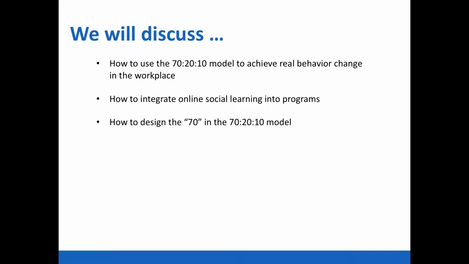Today, what I'm going to be talking about is a little bit on how to use a 70-20-10 model to achieve real behaviour change in the workplace, touching really quickly on social learning and integrating that into programs, and a little bit on 70-20-10 and design, the 70 model. It's really an introductory workshop and session, because it's essentially covering a lot of different areas. It's a getting started. So in actual fact, some of this material is covered in more depth in some of our other webinars and webinar recordings.